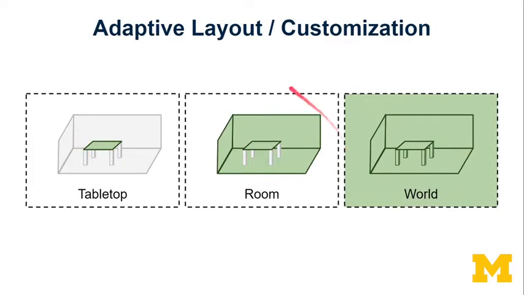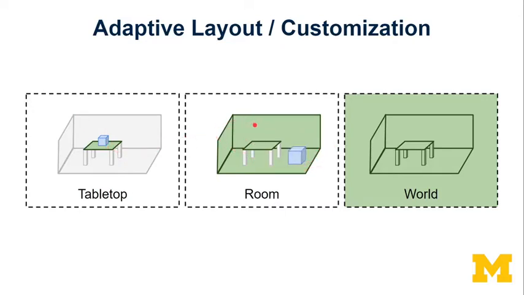So I also wanted to talk about adaptive layout and customization. As you know, most AR experiences can be classified into a tabletop, room, or world scale. So how does it work for adaptive layout? In this case, the cube could appear here, right? Let's say we design this experience where you can move cubes around, kind of like in Minecraft. In this case, we're adapting the content to really fit onto the tabletop.